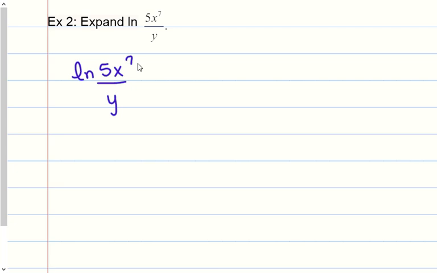Work with the top first. Remember, when you're multiplying, you can add. So my next step here is natural log of 5 plus natural log of x to the 7th. Now, all in the same step, I can go ahead and take care of this division right here. When you're dividing, you now subtract. So I can go ahead and say this is minus the natural log of y.